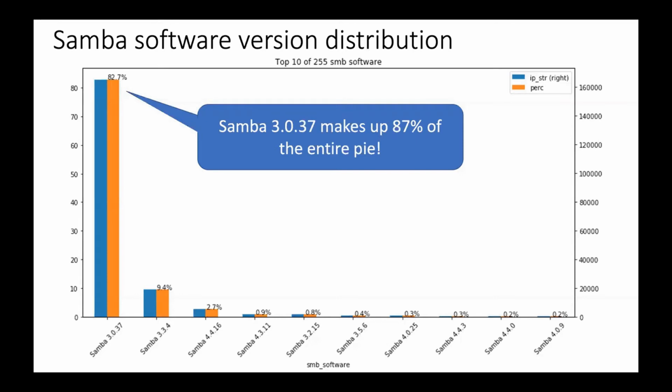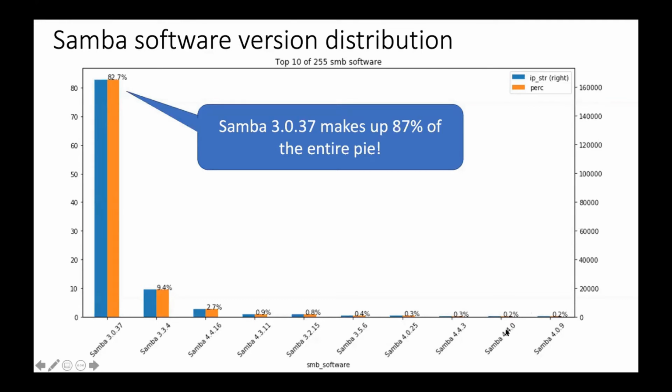Well, unsurprisingly, I would say that version 3 was the most popular one, making up 87% of the entire pie. And then there were versions like Samba 4, which was fairly new, I think, in 2019 when I was doing that. So that kind of explains it, right?